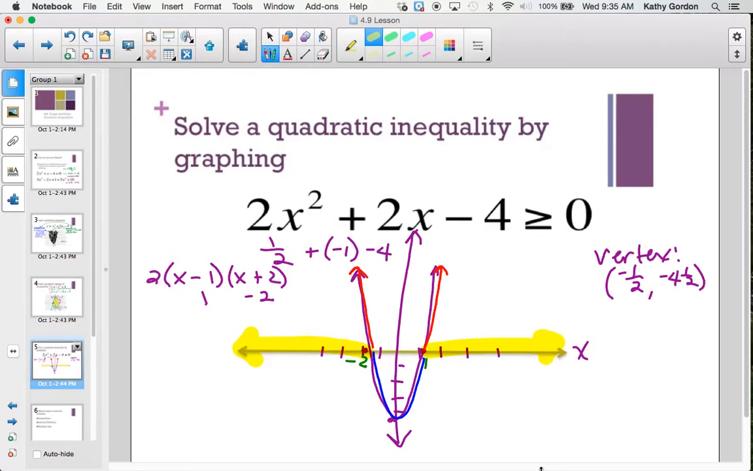Do you want to shade outside or? Okay, you don't want to shade. That's the thing. On these, since they really are just one variable inequalities, we're not shading. So it's just the branches.